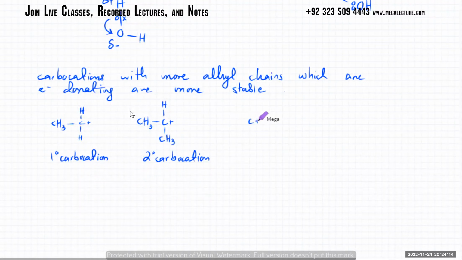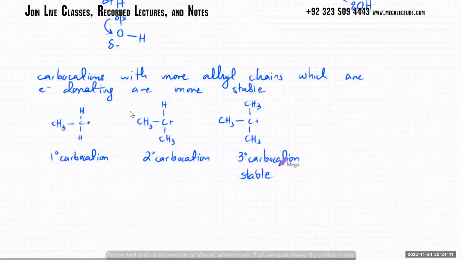Same thing. The only difference is that it could be any size carbon chain. It's not necessary that it's CH3. You can have anything on the other sides. You could have a much bigger chain as well. That's a 3 degree carbocation. Now, a 3 degree carbocation is considered stable, and a 1 degree carbocation is considered unstable. So the question is why?